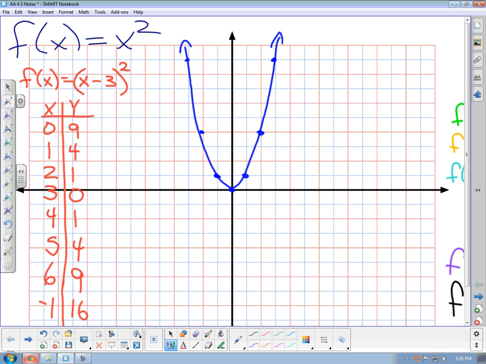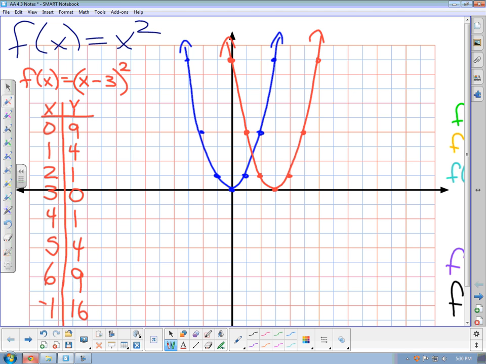And now we're off the chart, so I think we have enough stuff here to sketch our graph. We have (0, 9), (1, 4), (2, 1), (3, 0), (4, 1), (5, 4), and (6, 9). And now our parabola looks like this.